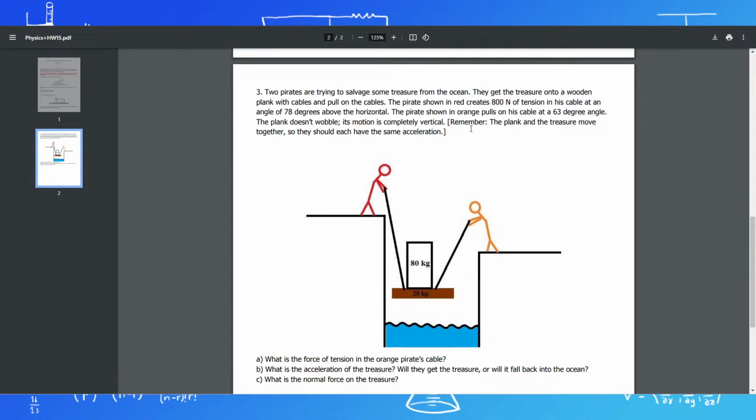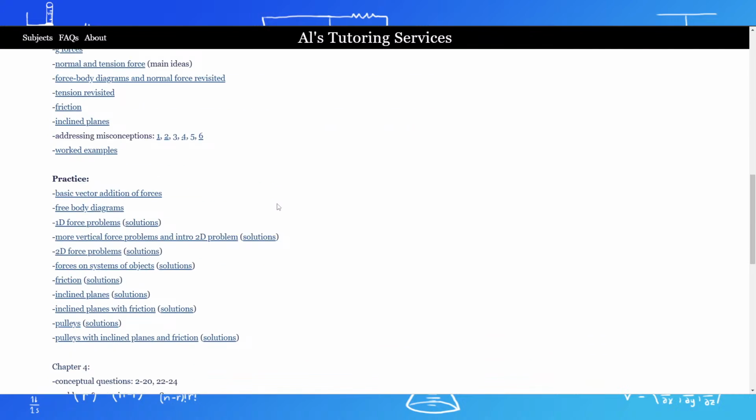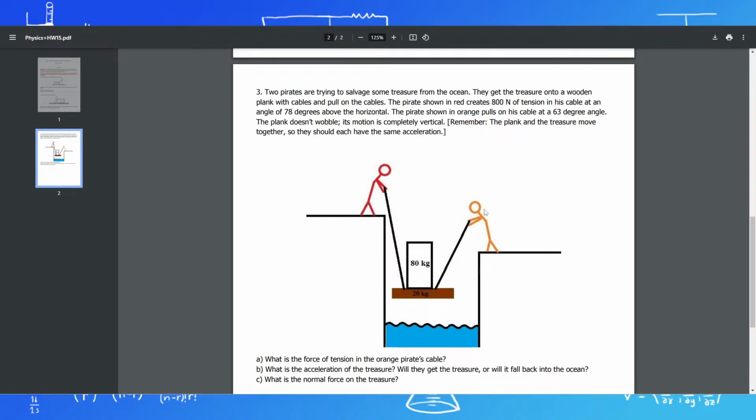I do have an answer key for this one, don't I? Let me check. Yeah, I should have answer keys for all of these from this point on. Okay, so yeah, if you get stuck, I mean, try it on your own first, obviously. Don't just rush to the solutions.